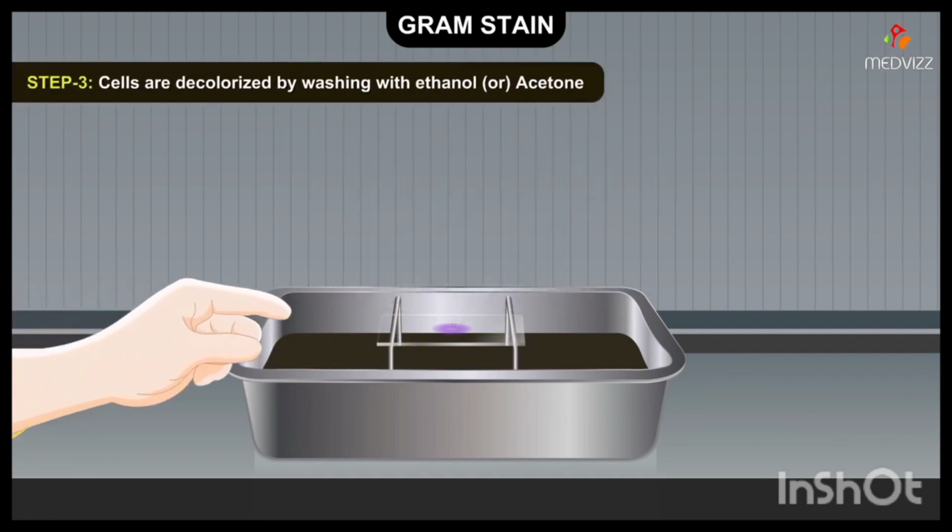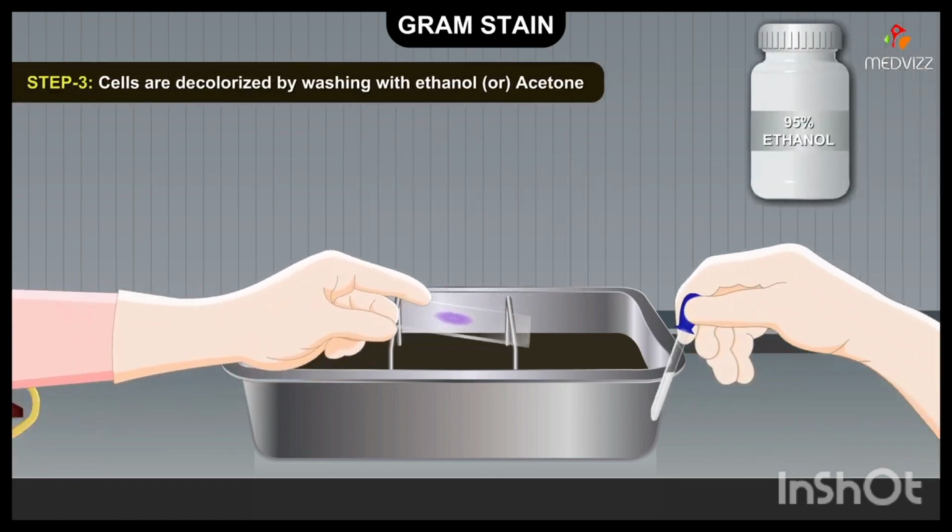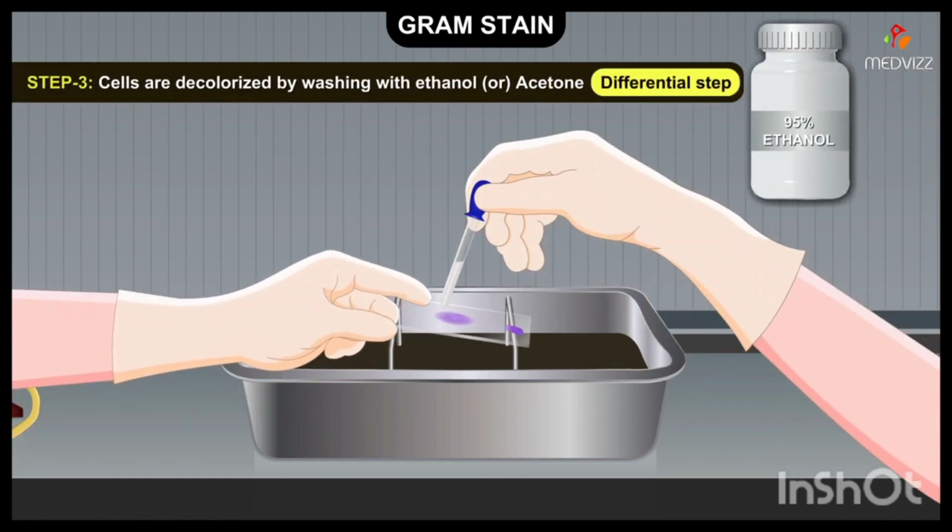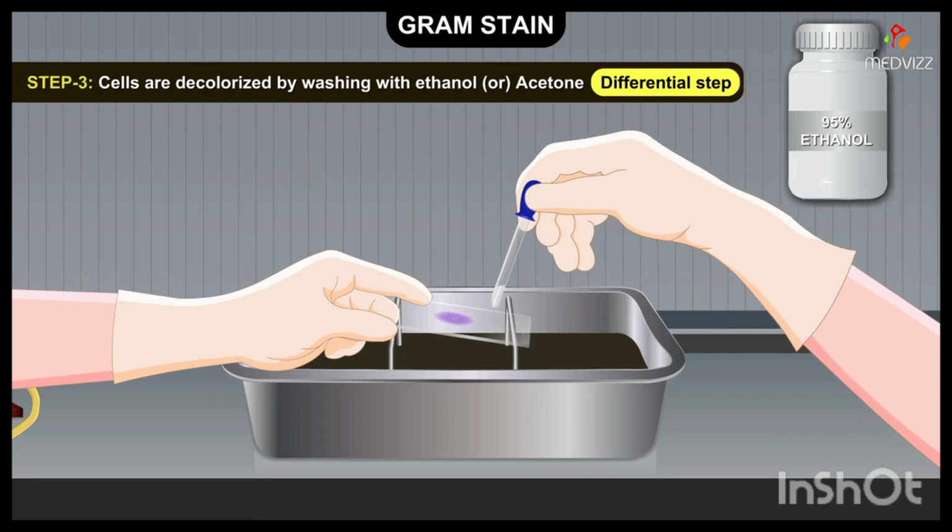The cells are then decolorized by washing with ethanol or acetone. This is the differential step. Gram-positive bacteria retain the crystal violet, whereas gram-negative bacteria do not. The ethanol or acetone should be added drop-wise, with the slide tilted at an angle until the drop coming off the edge of the slide just starts to become colorless. Even gram-positive cells can lose the crystal violet iodine complex during prolonged excessive decoloration.